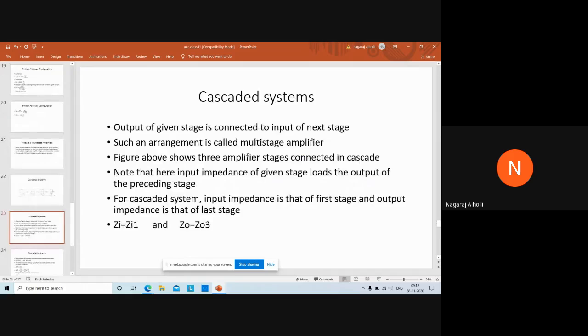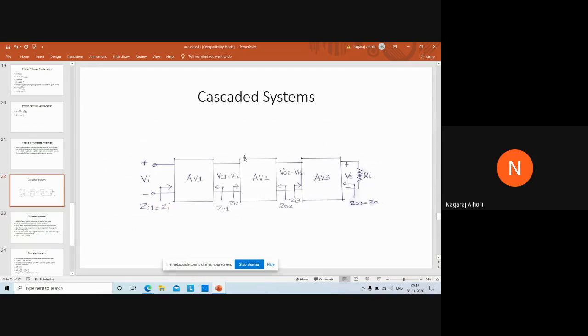The output of a given stage is connected to the input of the next stage. Such an arrangement is called a multi-stage amplifier. In the above figure, we just saw how the different stages are connected in cascade. The input impedance of the first stage is the input impedance of the cascaded system, and the output impedance of the last stage is the output impedance of the cascaded system.